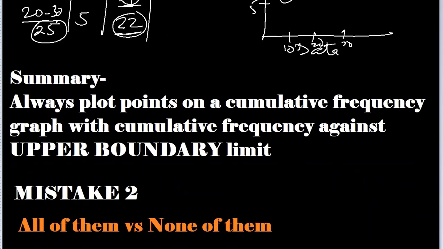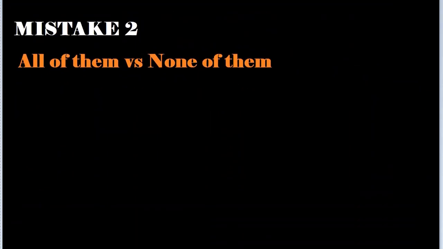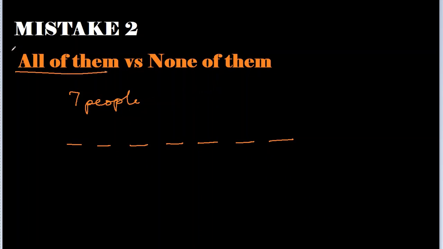Let's go to the second mistake which people make: all of them versus none of them. It is actually about going into detail. If you read a question that there are, let's say, 7 people, and we want to make them stand in a line, so that there are 3 brothers, all of them must not be together. They're saying all of them must not be together. That means 2 of them can be together. That's what it means. And students take this as none of them being together.